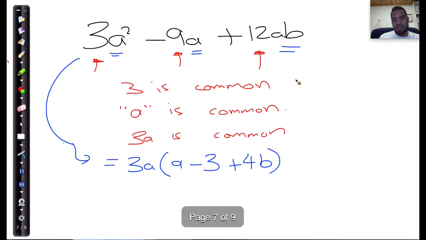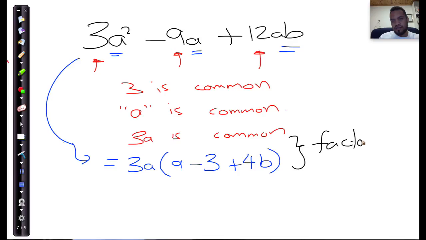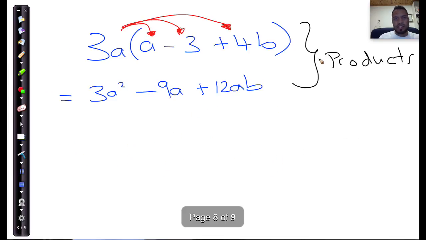And on this side over here, finding this thing over here means that we have factorized. Okay, so let's look at another example. Now this one's going to be quite interesting.